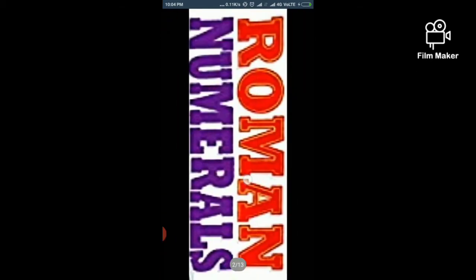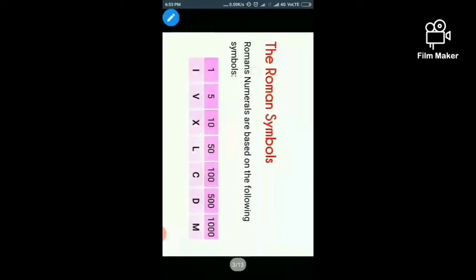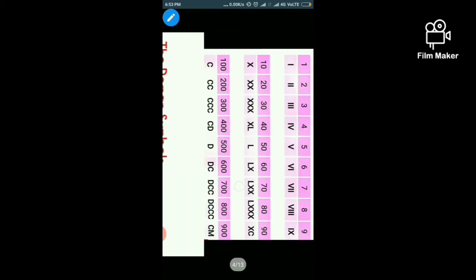Let's begin the topic. First, we'll see the Roman symbols. Roman numerals are based on the following symbols. Here some basic symbols are given. You can see 1 is denoted by I, 5 is denoted by V, 10 by X, 50 by L, 100 by C, 500 by D, 1000 by M. So these are the basic symbols. So Roman numerals are based on these basic symbols.